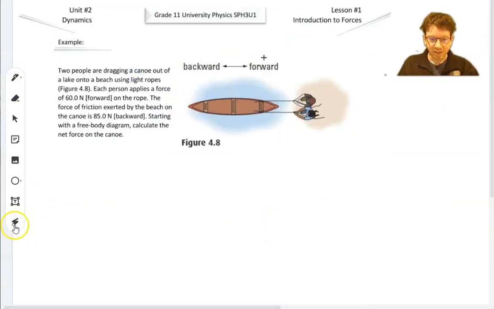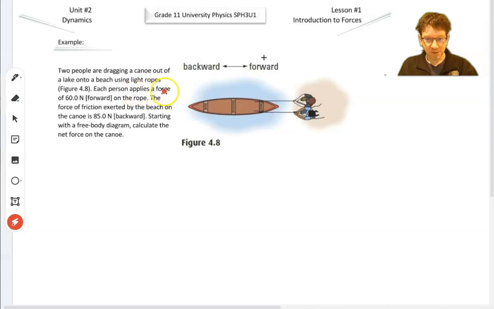Here we have two people dragging a canoe. Okay, this is like a system diagram. It's not a free body diagram. I'm much better at drawing free body diagrams because it's just a square. I don't think I'd be good at drawing this. I'm a terrible artist. Okay, so two people are dragging a canoe out of a lake onto a beach using light ropes. So they're using ropes to pull it. So those are going to be tension forces.